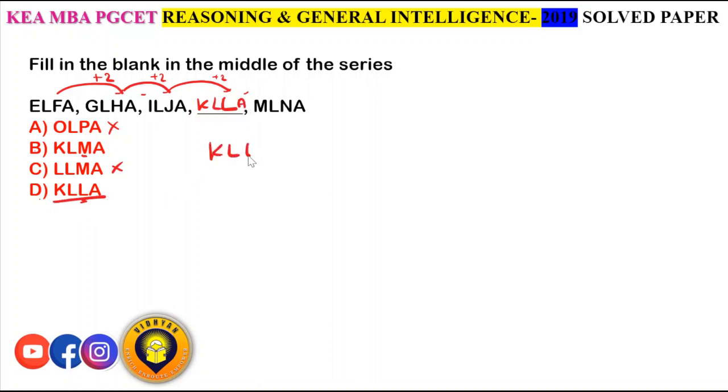K L L A. You don't need to observe every single letter. According to the options, you should make it easy. You have to eliminate some of the options and then see here: the first, second and fourth letters were same, only the difference was in the third letter, therefore we observed only the third letter. Fine, right? In that way you can save your time in your exam. Next question now.